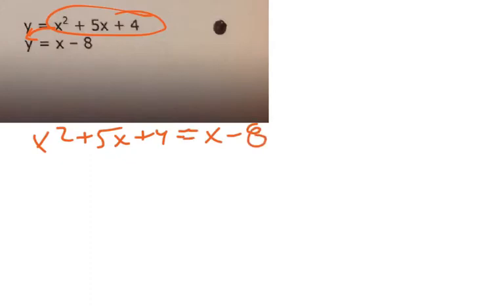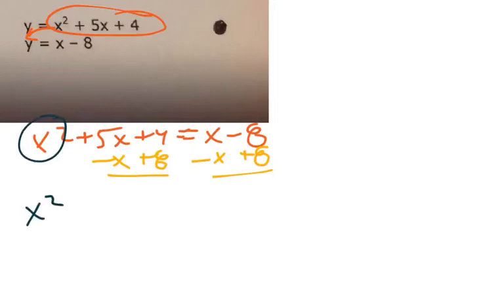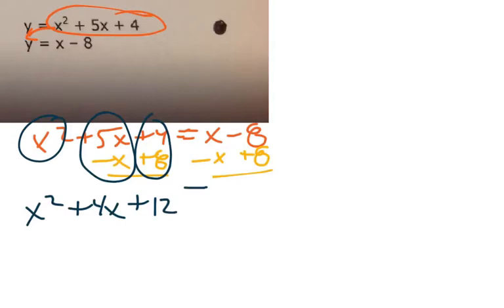Now what? We have to solve and make it equal 0. So we're going to minus x both sides. We're also going to add 8 to both sides. Let's see what we got. We have x squared, 5x minus 1x is 4x, 4 and 8 is 12, equal to 0, right? So we have it equal to 0.